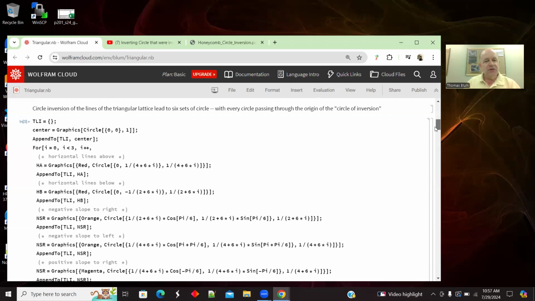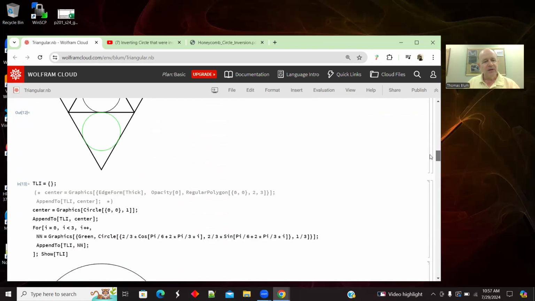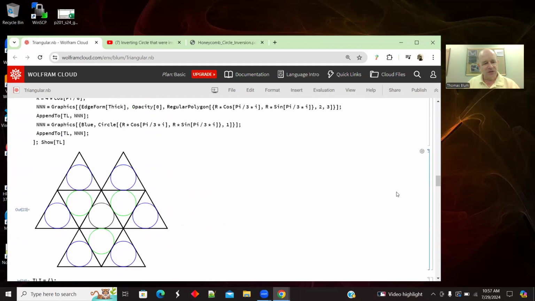Okay. So now the first thing I want to do in a triangular lattice, so the lattice is just going to be a big collection of triangles. Let me scroll down a little bit and show you. So it's just triangles and triangles and triangles. But first, before I start inverting the circles that are inscribed in the lattice, I want to circle invert the lattice edges themselves.